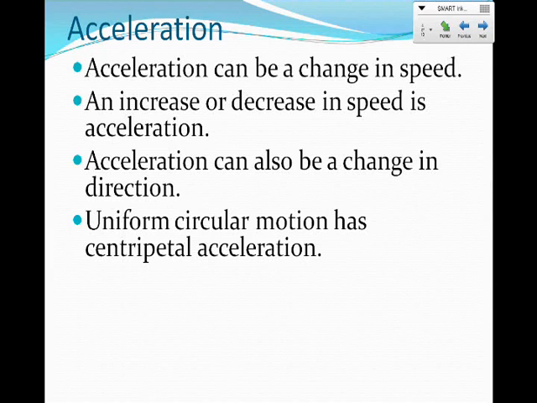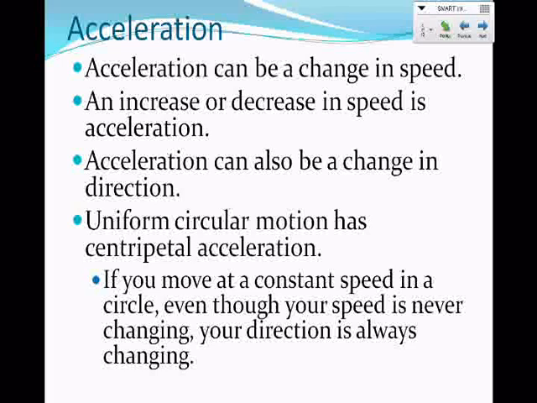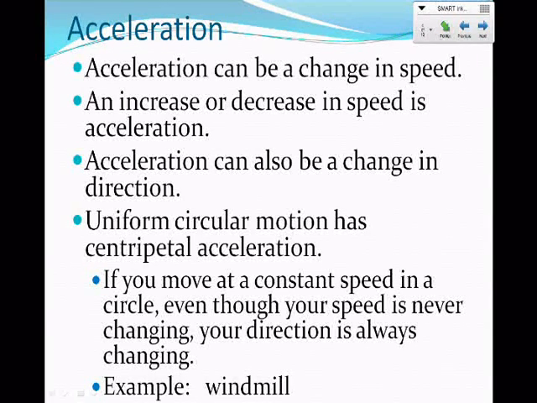Now, there's a thing called centripetal acceleration, and this is a circular motion that is uniform. This is when you move at a constant speed in a circle. So even though your speed is never changing, your direction is always changing, which causes it to be called acceleration. An example of this would be a windmill, or a merry-go-round. Once it's at the speed that it stays at for a little bit while you're riding, that circular motion, you're going at a constant speed, but you're changing directions.